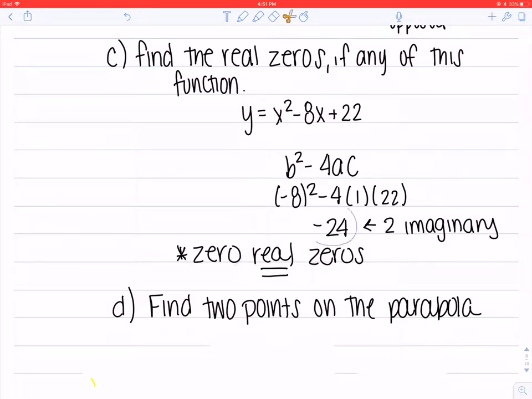If you get a positive discriminant, that means you have 2 real zeros, and if you get 0 for a discriminant, that means you have 1.